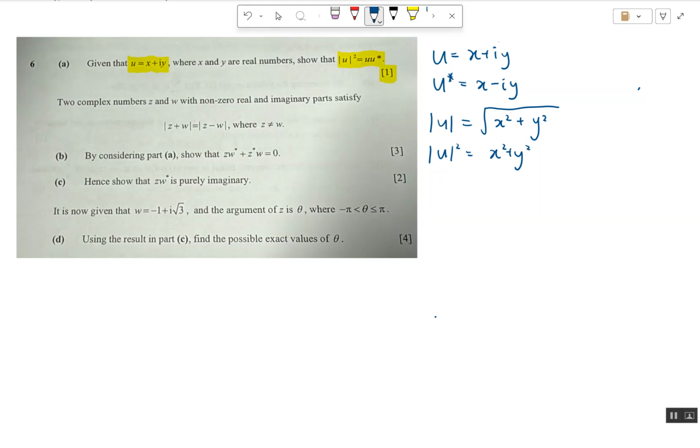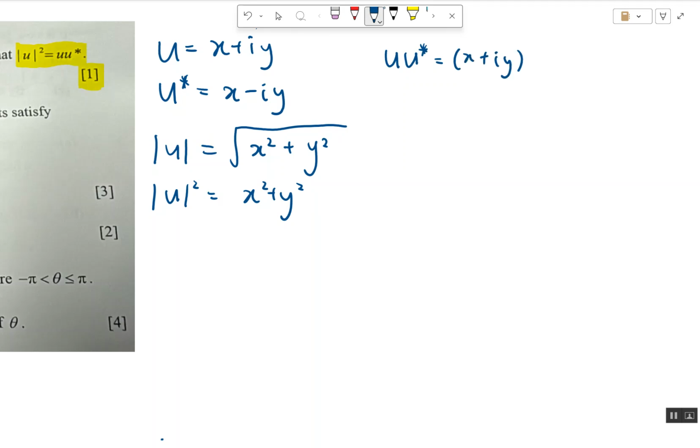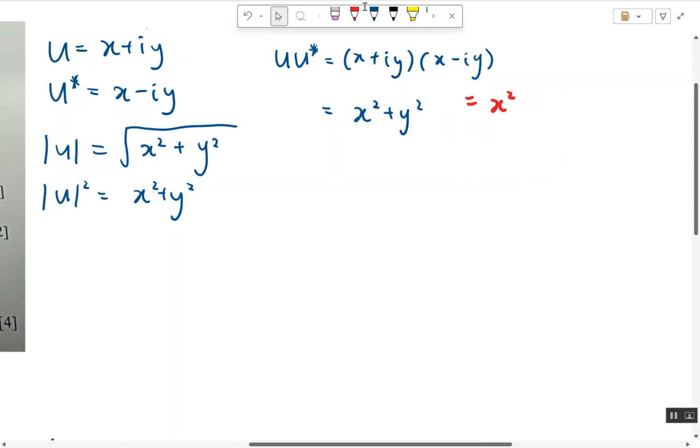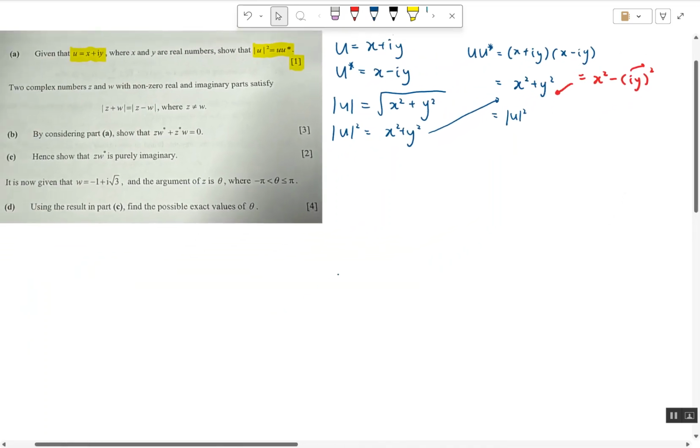Now this question is actually better to prove from the right hand side to the left hand side. Meaning to say, u multiplied by u star is going to be x plus yi multiplied by x minus yi. And you have to know one of the properties of complex numbers: a complex number multiplied by its conjugate is just equal to x squared plus y squared. You can immediately skip to this, or if you still don't understand the why, it goes this way. This is equal to x squared minus (iy) squared. And i squared is going to be -1, and that's how it became x squared plus y squared. So this is the same as the modulus of u squared, and we have proved part 1.